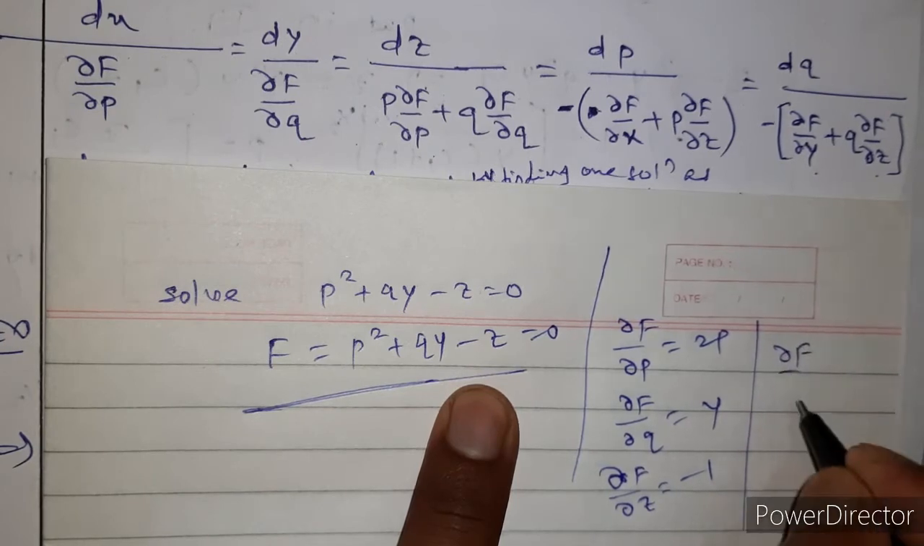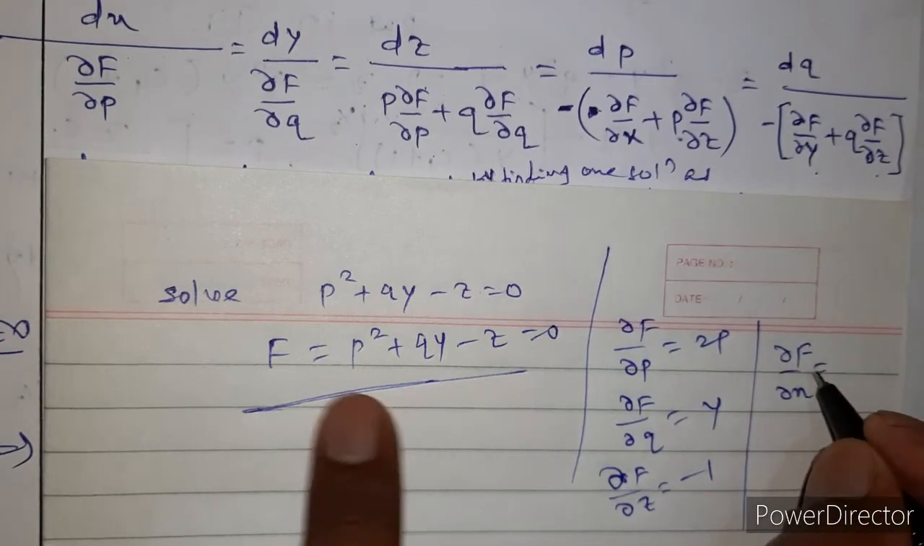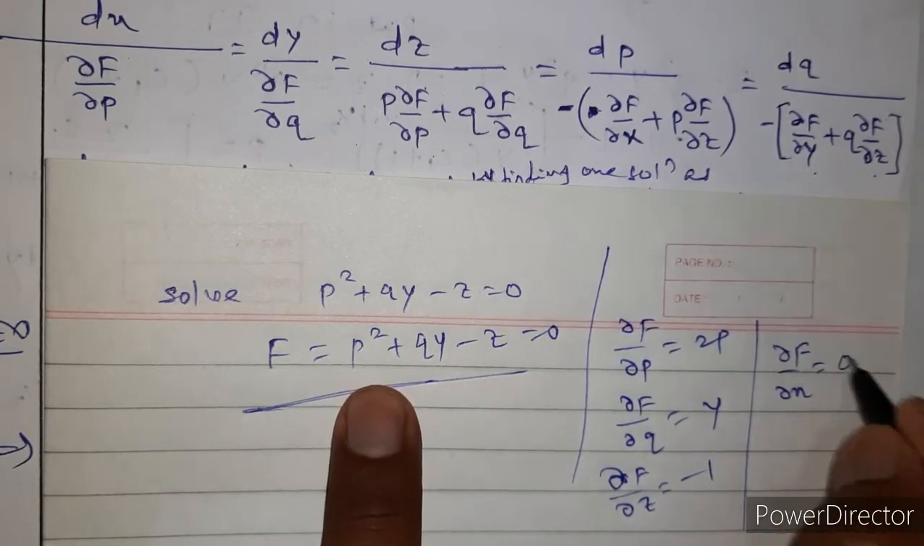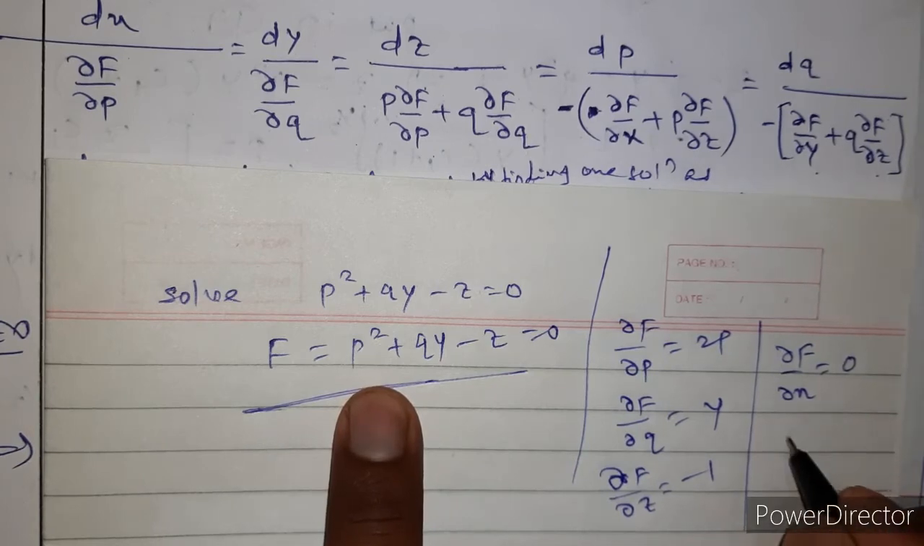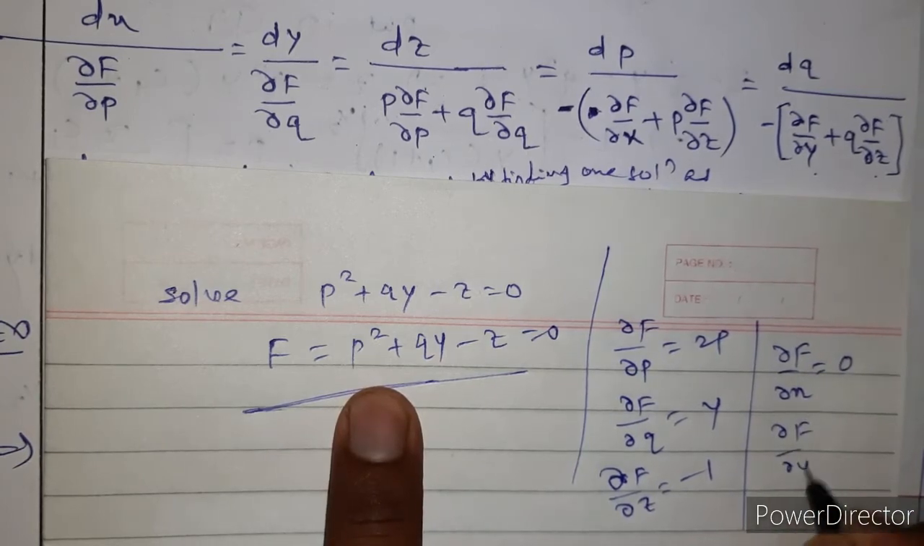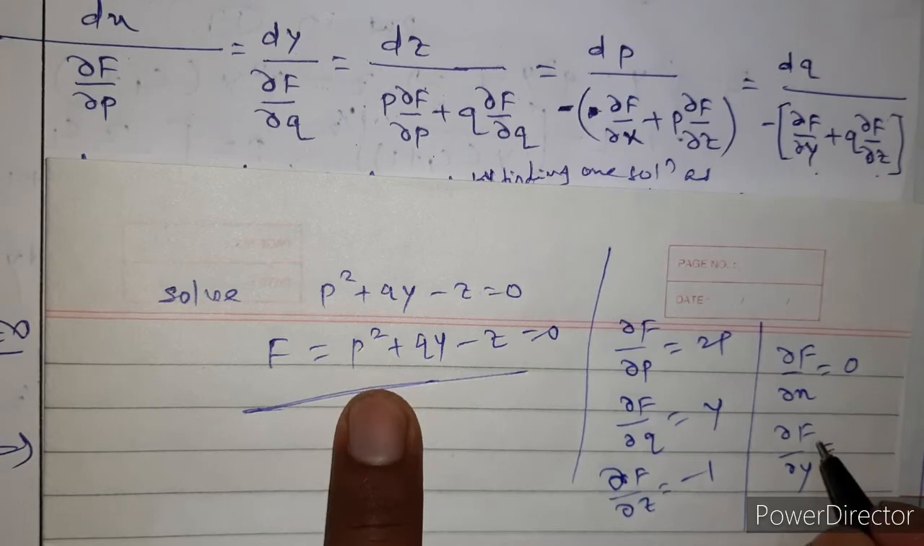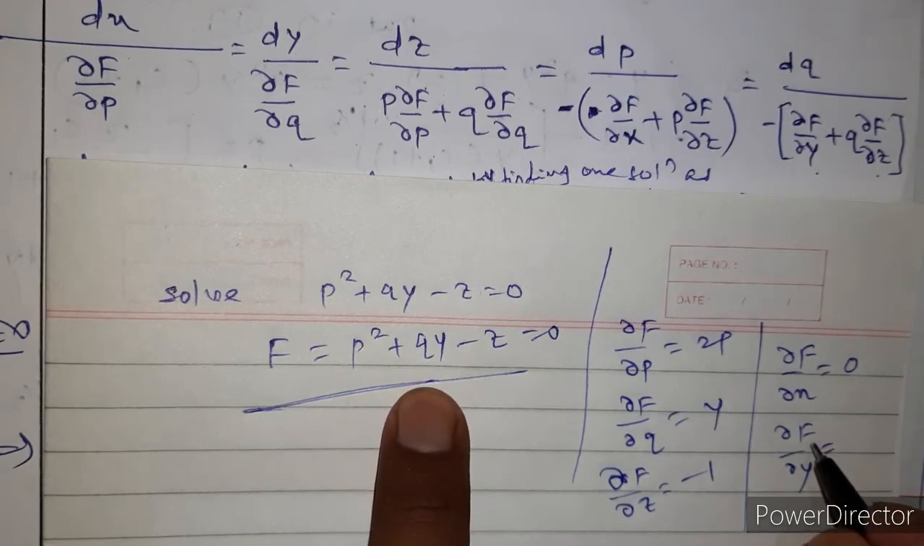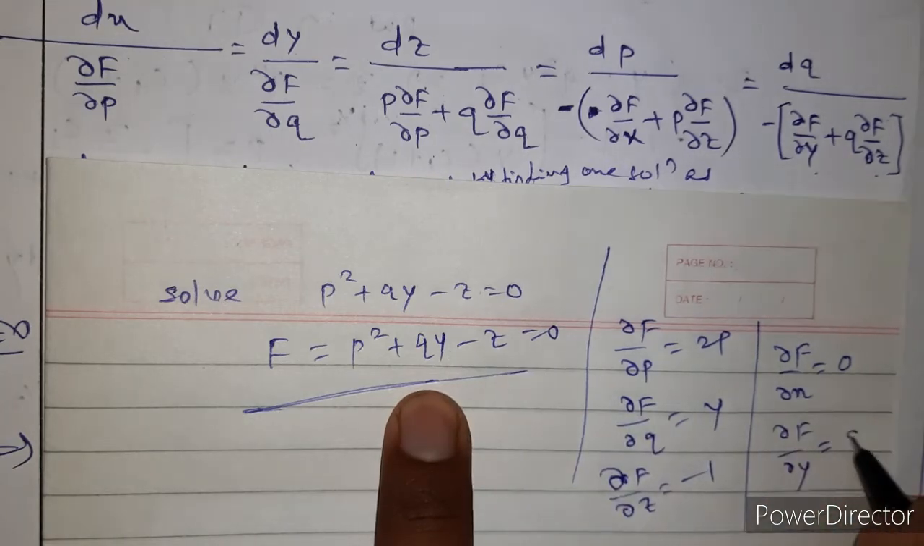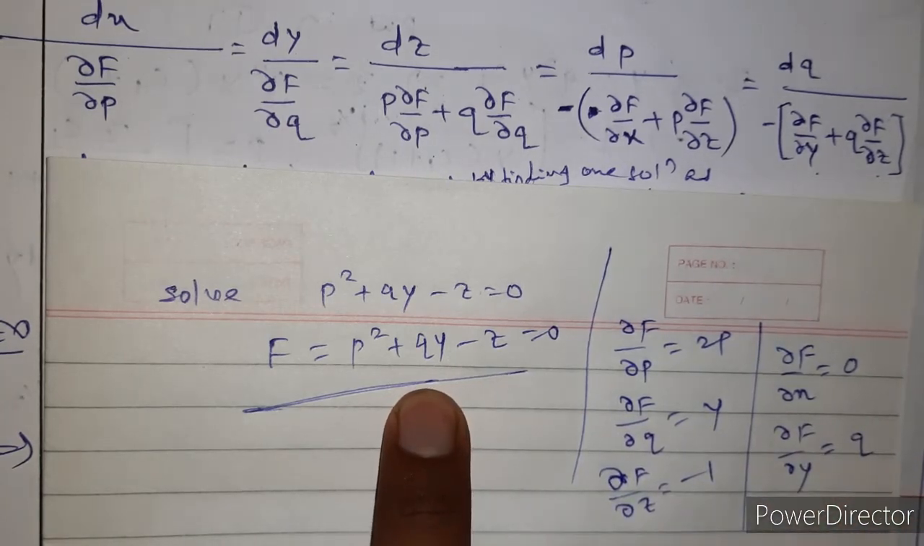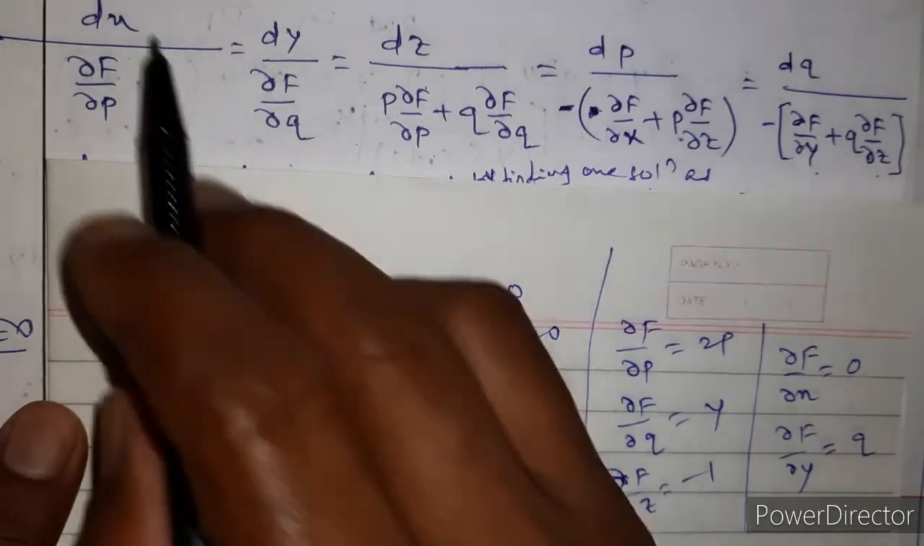Now what remains? ∂f/∂x. What is ∂f/∂x? There is no x here, so 0. Then ∂f/∂y. What is ∂f/∂y here? Yes, will you tell me ∂f/∂y? The value of ∂f/∂y is q. Got it?